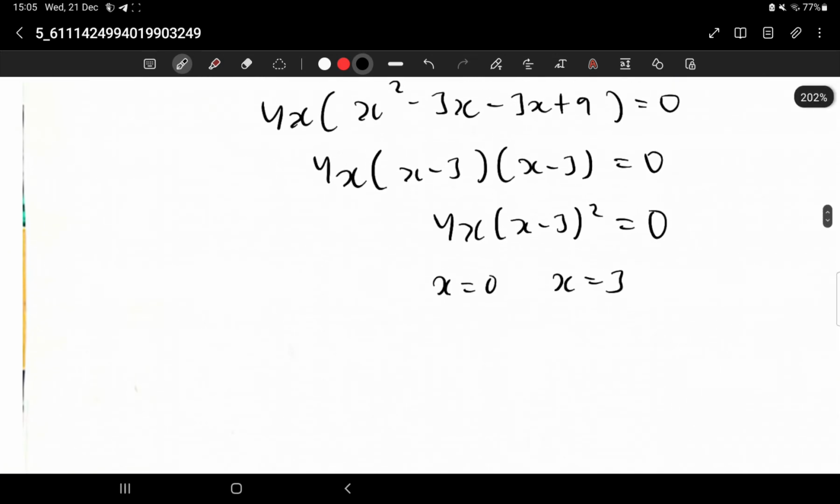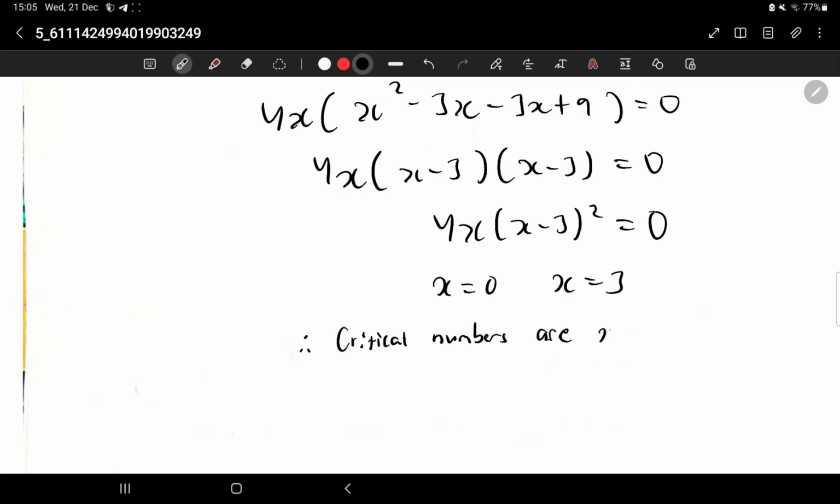So essentially, we have to make a conclusion. Therefore, our critical numbers are x is 0 and x equal to 3.